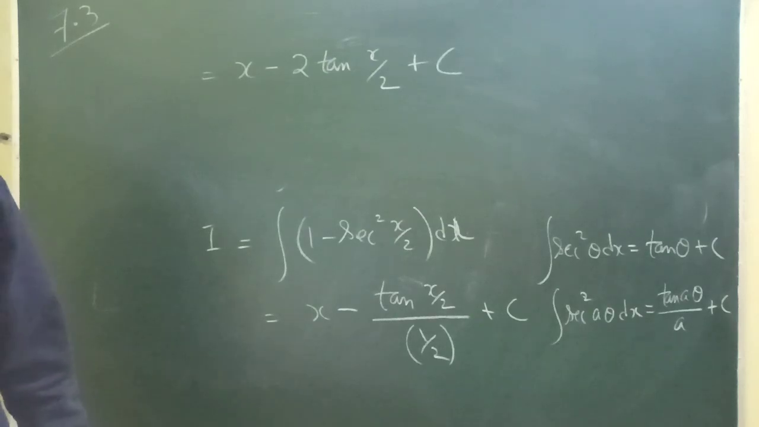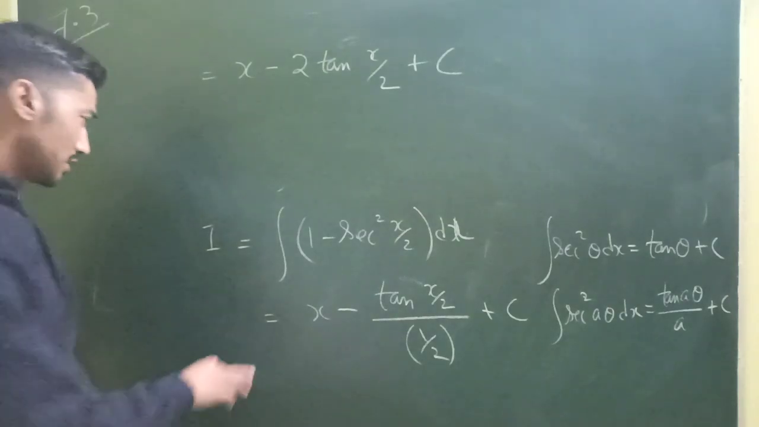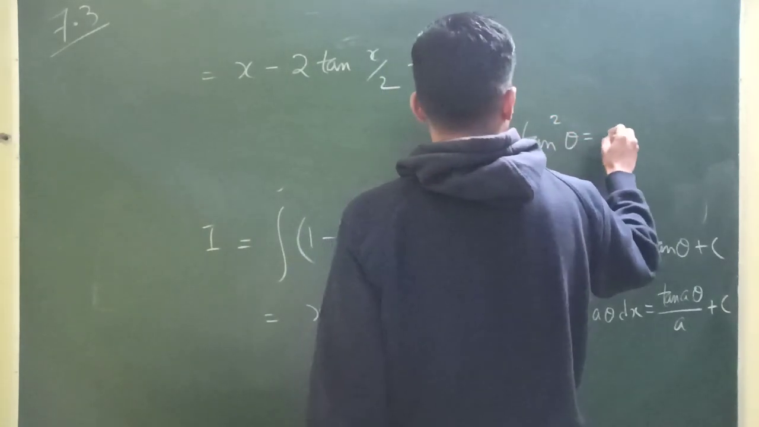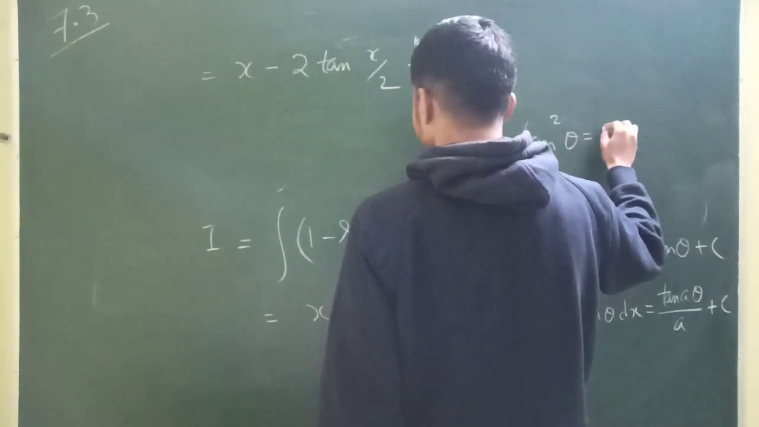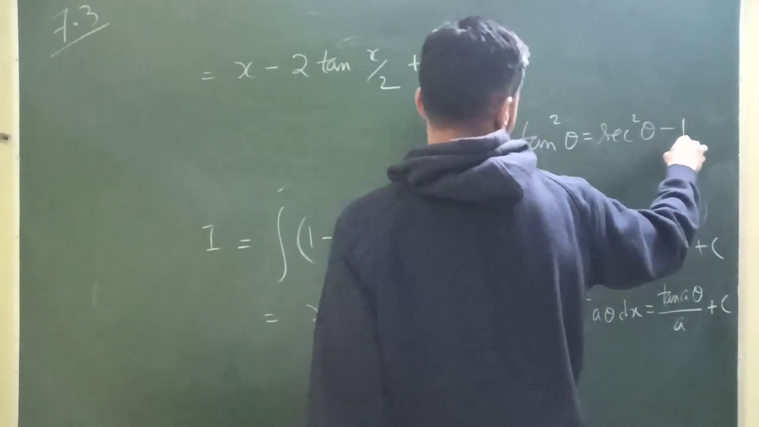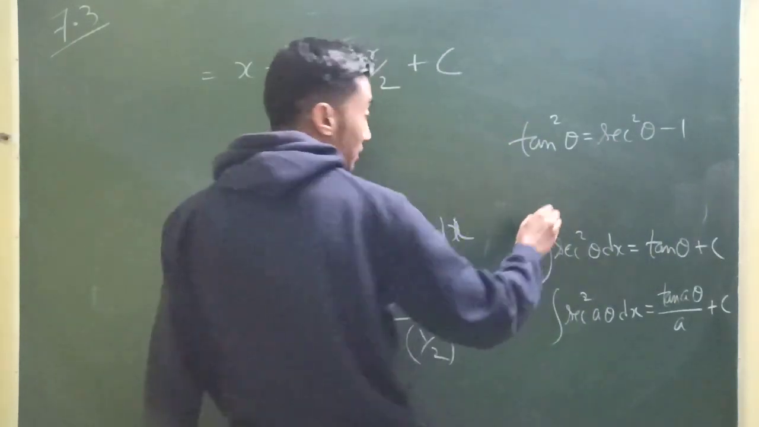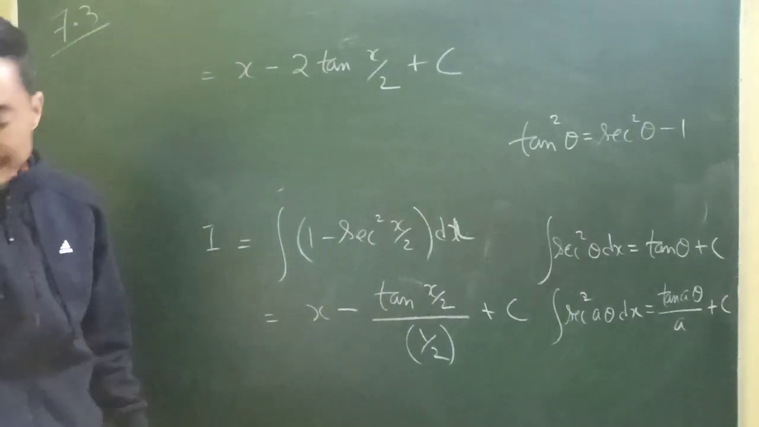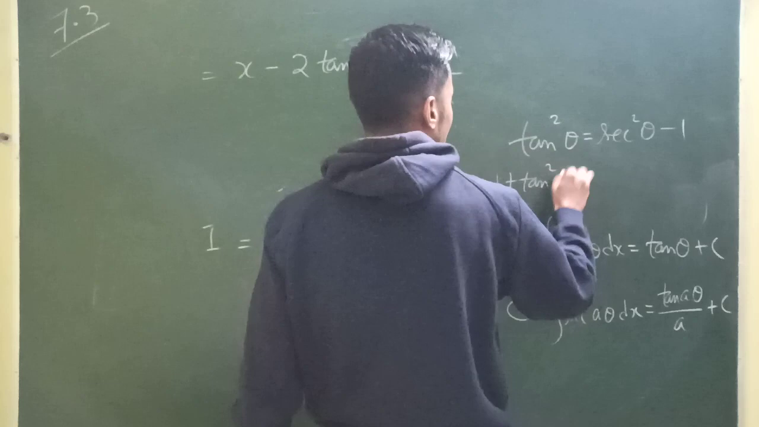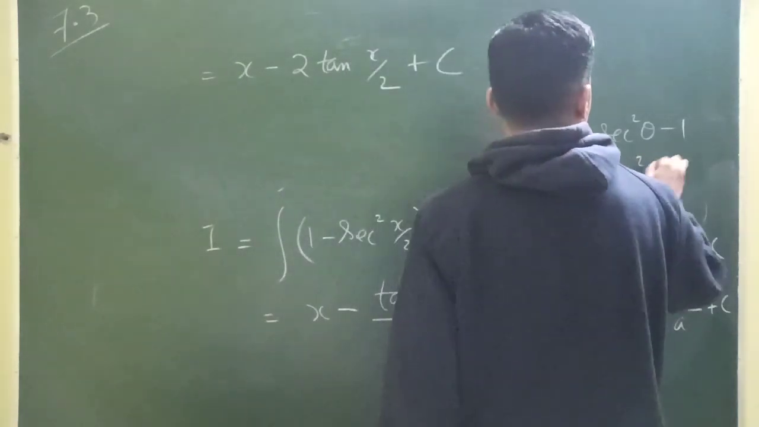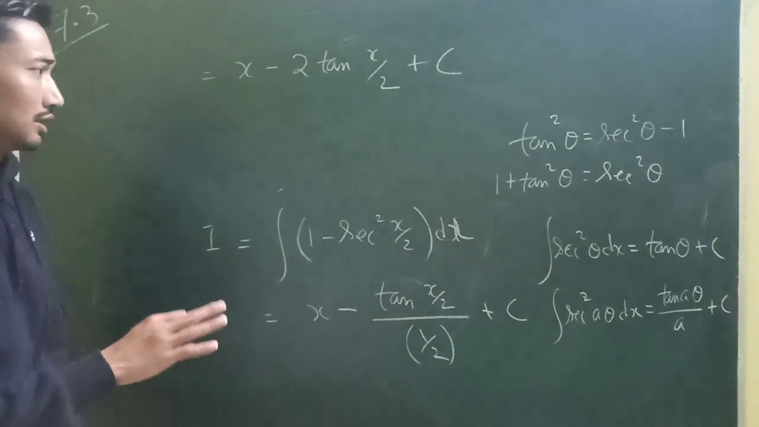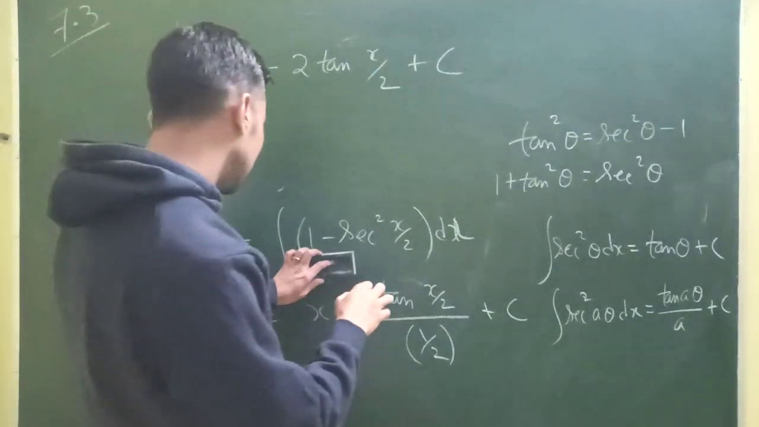I think I made some mistake there. Sorry, this was what? Just a moment, okay. Tan square theta is I think sec square theta minus 1, wasn't it? I'm confusing slowly, sorry. Because 1 plus tan square theta is equal to sec square theta. What did I do here? I'm very sorry for that. So tan square theta is sec square theta minus 1.